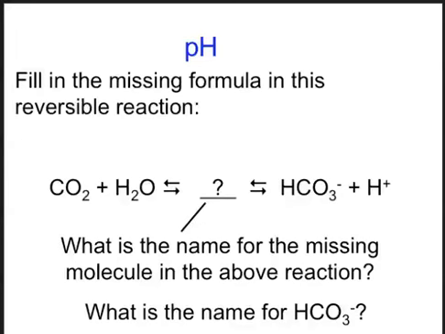Okay. Fill in the missing formula in this reversible reaction. So what we've got here is carbon dioxide loading into water. We're forming a particular intermediate. We want to find out what that is, and that intermediate is going to dissociate into bicarbonate anion and free protons. The missing component here is carbonic acid, and the formula for carbonic acid is H2CO3.